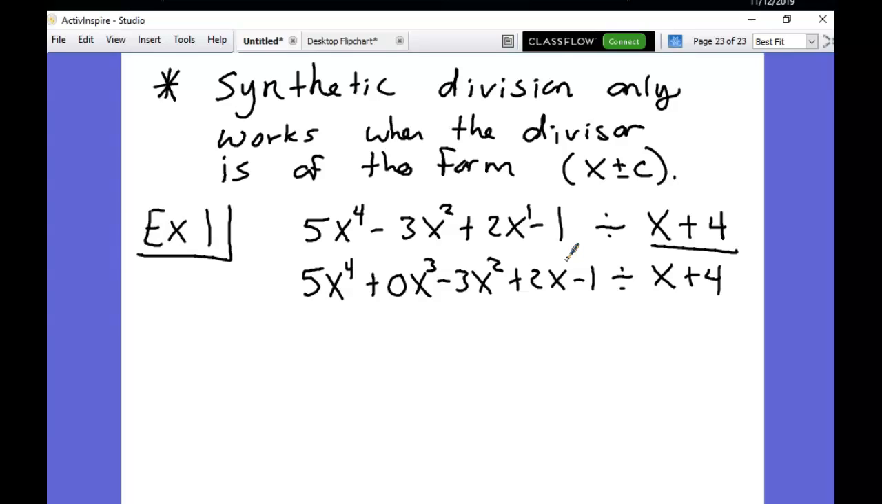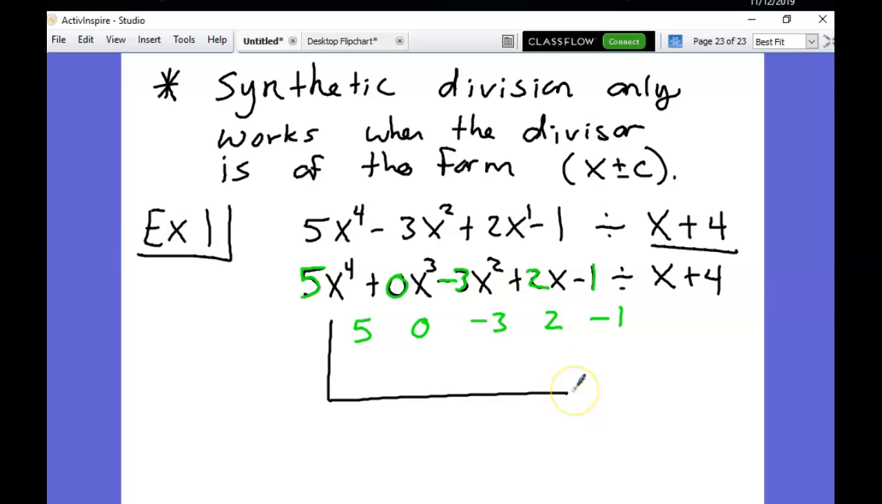Okay. So Step 1 of this is just setting it up. Step 2 is calculating it. Step 3 is writing your answer. Okay? So let's look at step 1. How do you set this thing up to begin the work? First of all, you're going to make like this little L bracket here, an upside down L bracket. And what you're going to do is you're going to take the coefficients, just the numbers, none of the variables, and you're going to put it here. 5, 0, -3, 2, and -1.